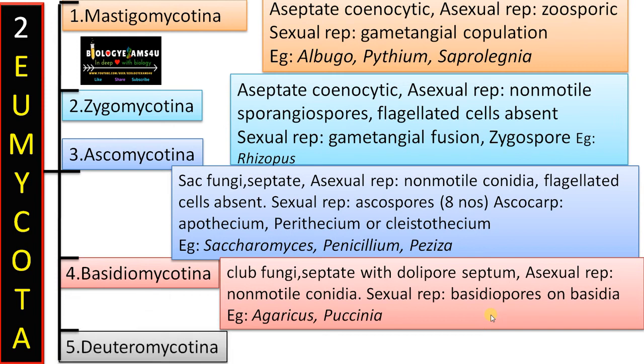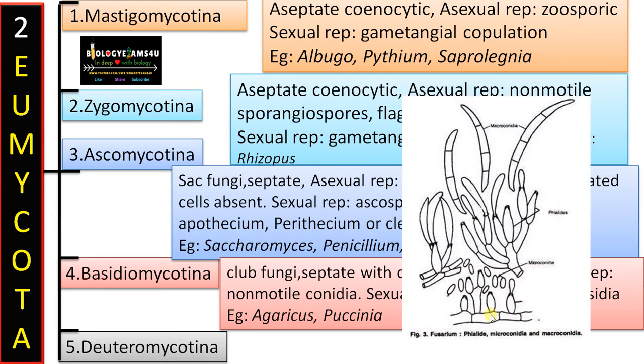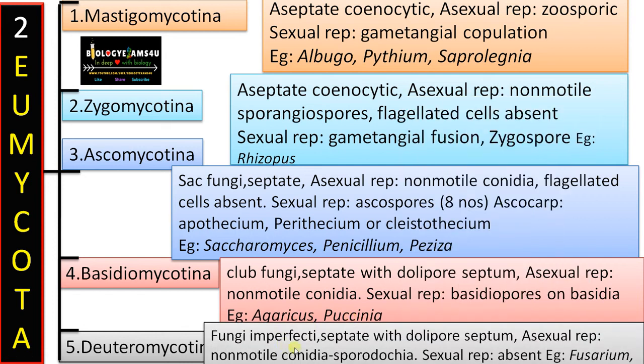And finally, the fifth subdivision is called Deuteromycotina. So they are called fungi imperfecti. Sexual reproduction is absent, so they reproduce by means of conidia. This is called macroconidia, crescent-shaped conidia, and this small one is called microconidia. So they are called fungi imperfecti as sexual reproduction is absent.